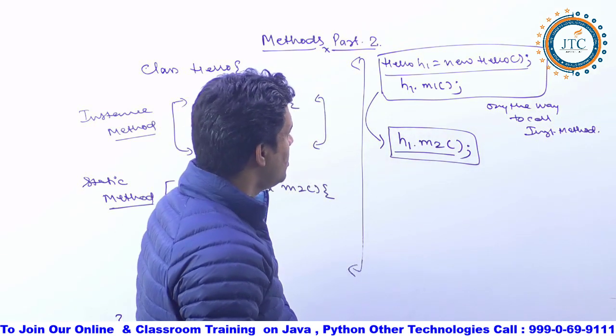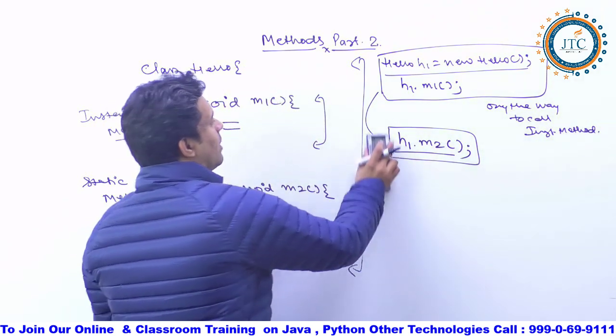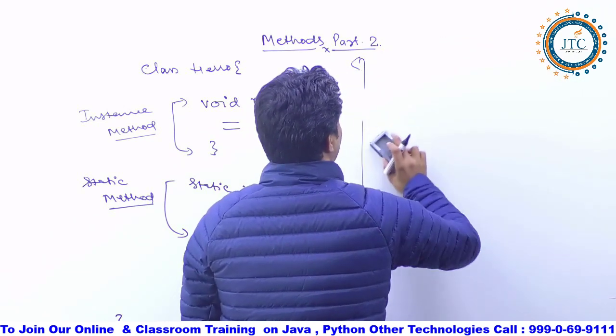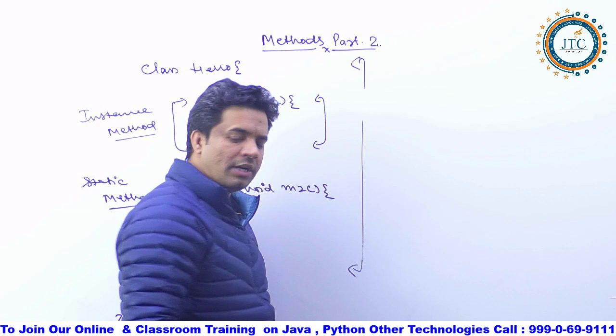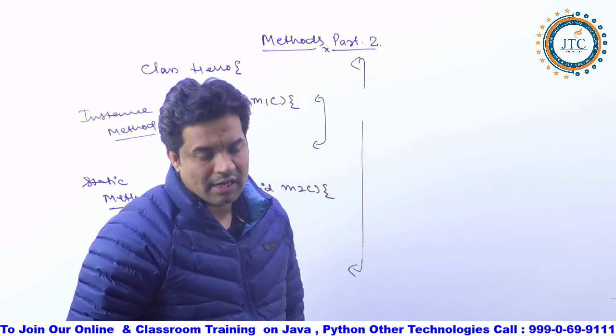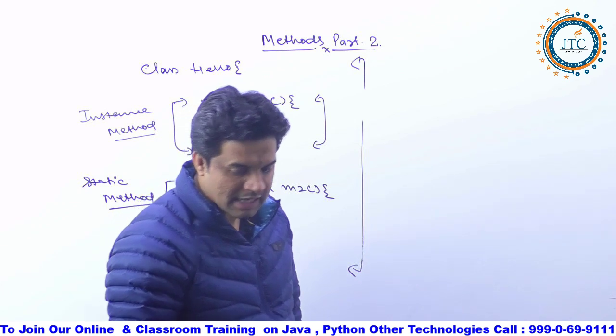Anyways, here is a static method. What are the different ways by which we can call the static method? Are you getting my point? Okay. So here I am calling this static method. In order to call the static method, we have three different ways. What are those three different ways, guys?